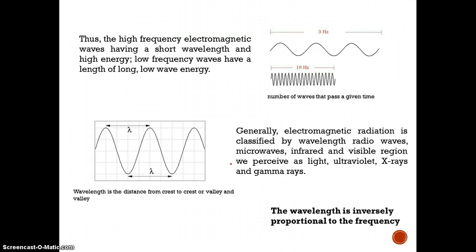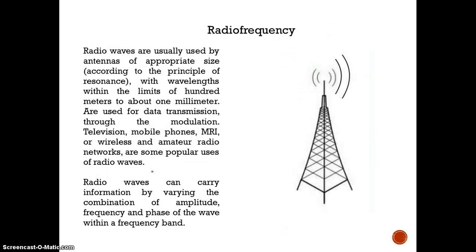The wavelength is the distance from crest to crest or valley to valley. We say that the wavelength is inversely proportional to the frequency. Now let's see the different types of spectrum according to their wavelength.